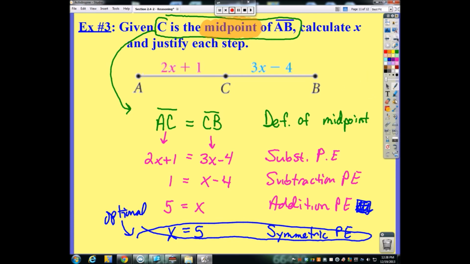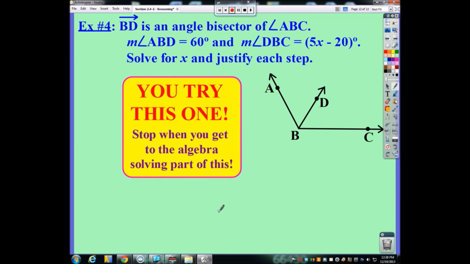All right, the last problem. I want you guys to try this one on your own, okay? If you followed along with the first two, this one just involves angles now instead of segments, so it should flow very similar to the previous two. First, you need to set it up geometrically, talking about the specific angles here, and then transition to the algebra through the substitution property. Now, I don't want you to go the whole way, just like we did on the previous two. What I want you to do is just to stop, because I know you guys can do your algebra. Stop when you get to the algebra solving part of this.